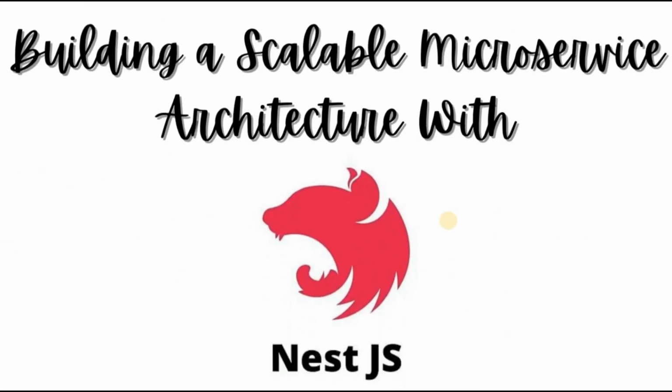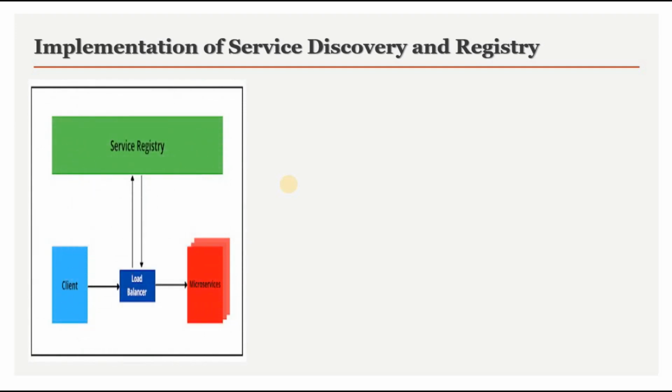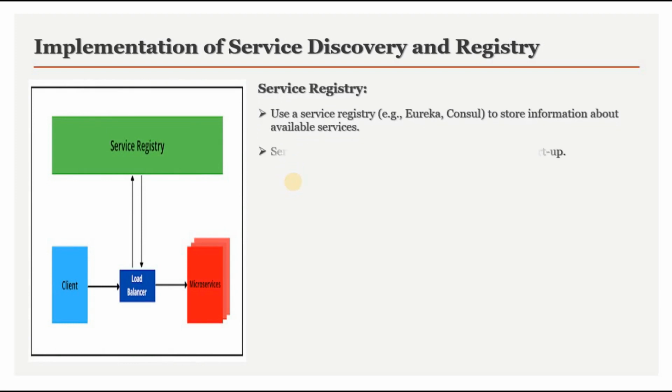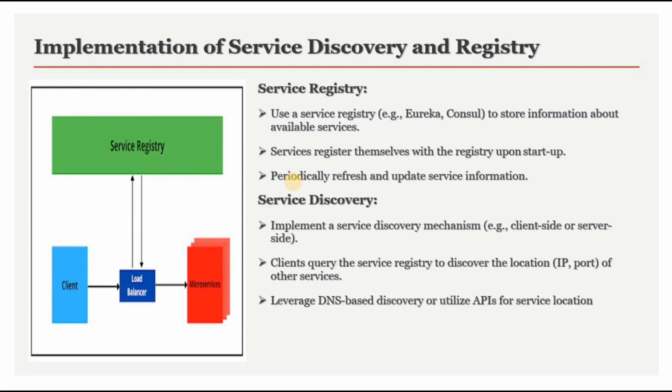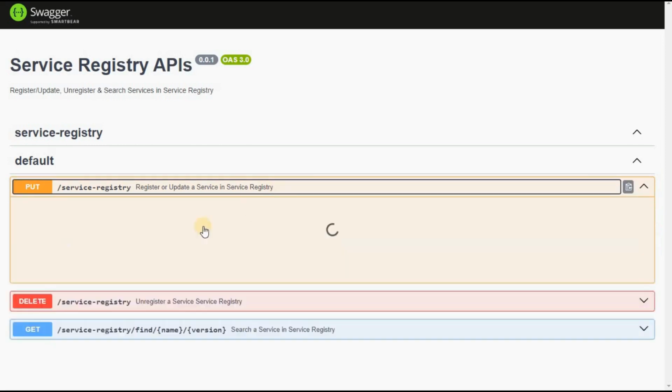In the previous video, we started building a scalable microservice architecture with NestJS. We created a component of the microservice architecture, service registry and discovery. You can see the service registry APIs: register or update service, unregister and search service in the service registry. In the Swagger UI, here is the put route to register or update a service, and we can unregister a service from the service registry.